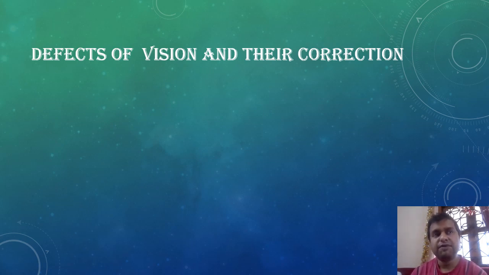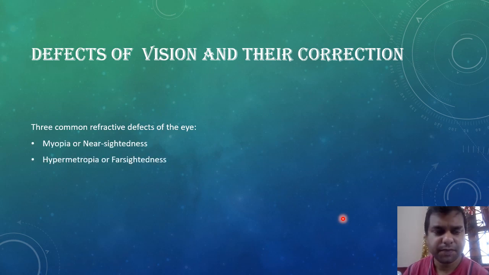Apart from that, we also have certain other defects, for example, something called the cataract. Cataract is where you may have a blurry vision of the eye. It's actually clouding of the eye lens. So let's look at some of them. Some of the common ones apart from cataract are myopia or nearsightedness, hypermetropia or farsightedness, and presbyopia. We'll look at what each one of these is.